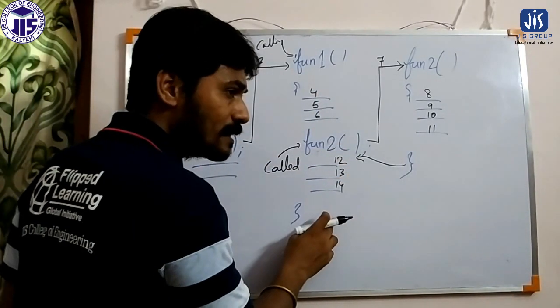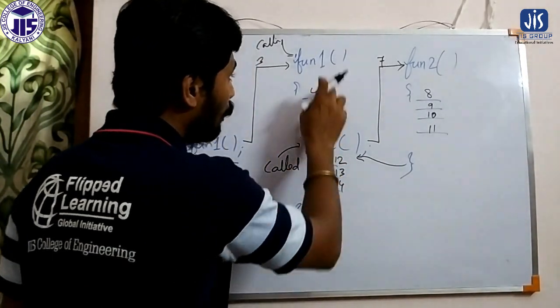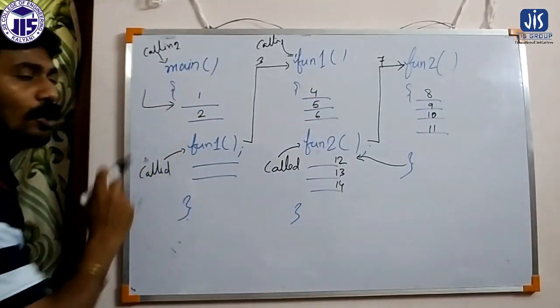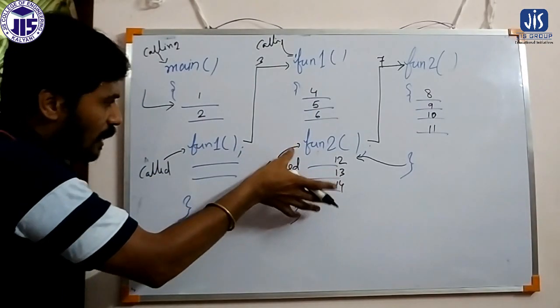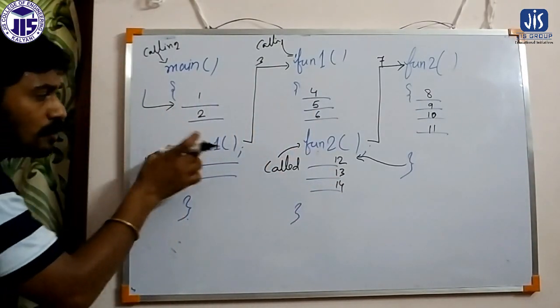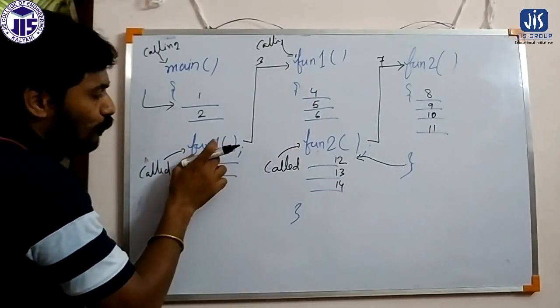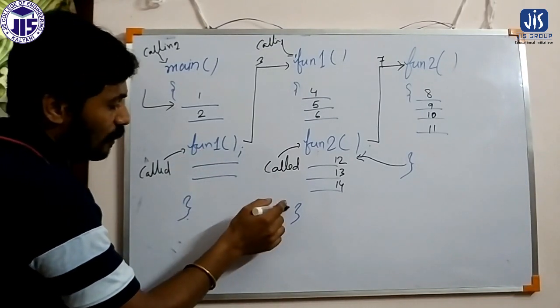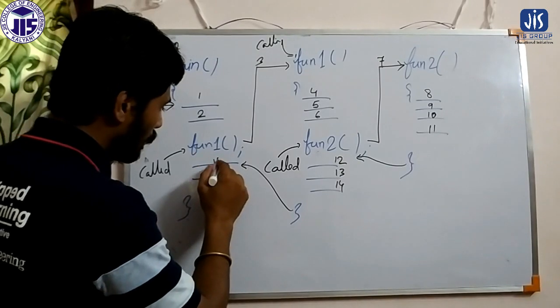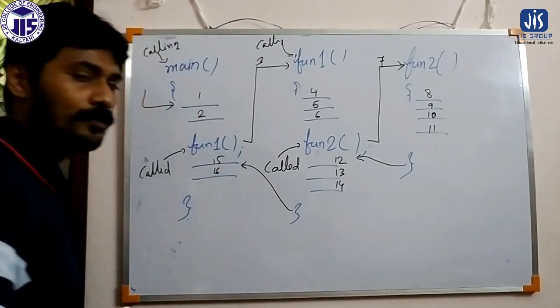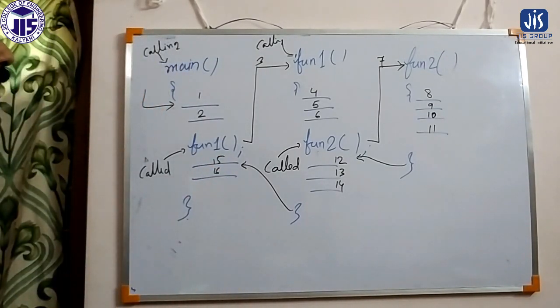Now when function 1 is completed, where will it jump? For function 1, main is the calling function, because we have called function 1 from main. So it will return here from where it has jumped. Then it will execute 15, 16 and stop. So that is the way how the function gets executed.